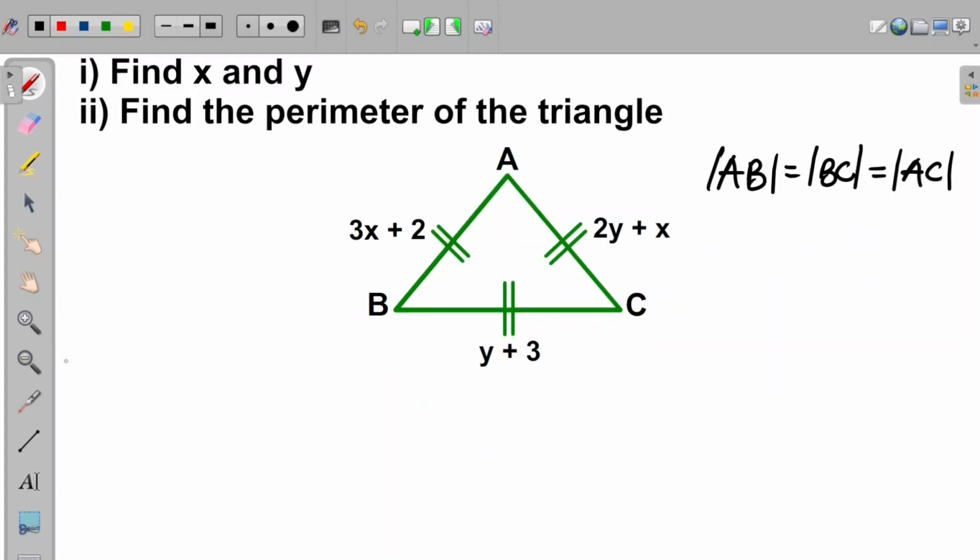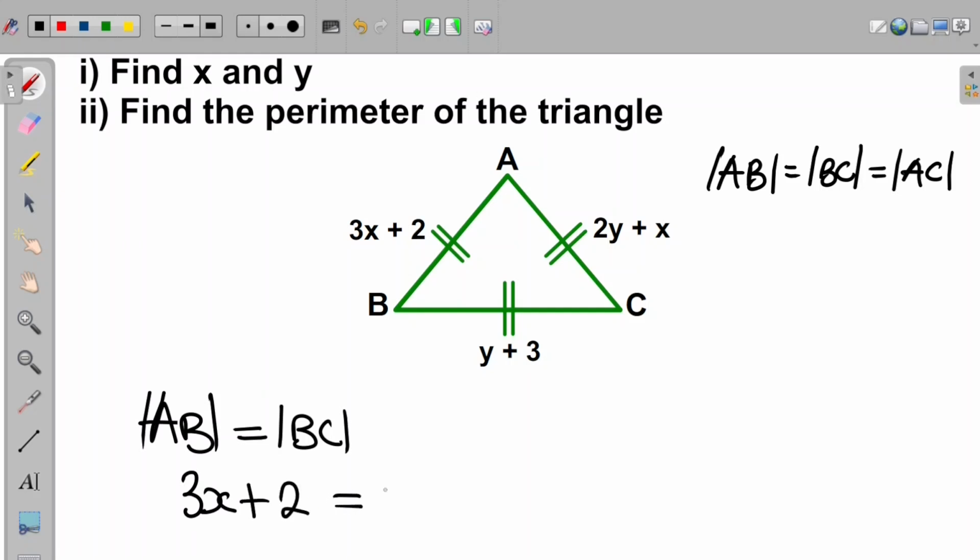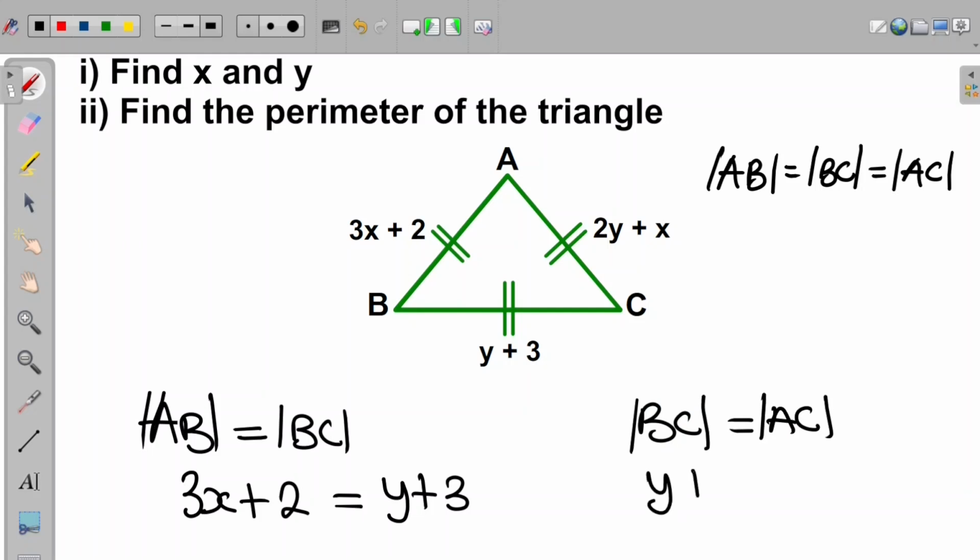So we have that AB is equal to BC. So therefore, this becomes 3x plus 2 is equal to y plus 3. Also, we have it that BC is equal to AC. So this becomes y plus 3 is equal to 2y plus x.